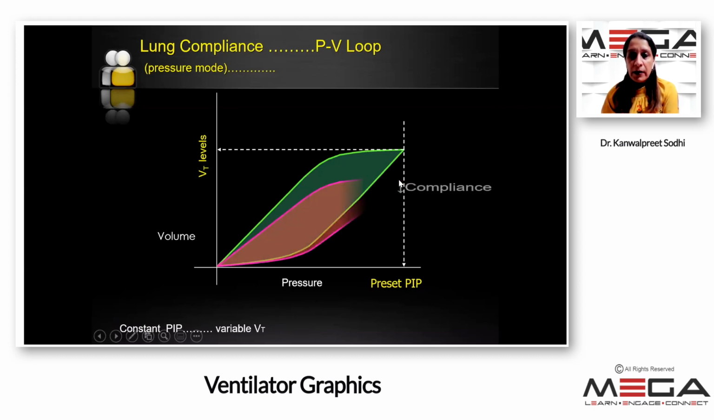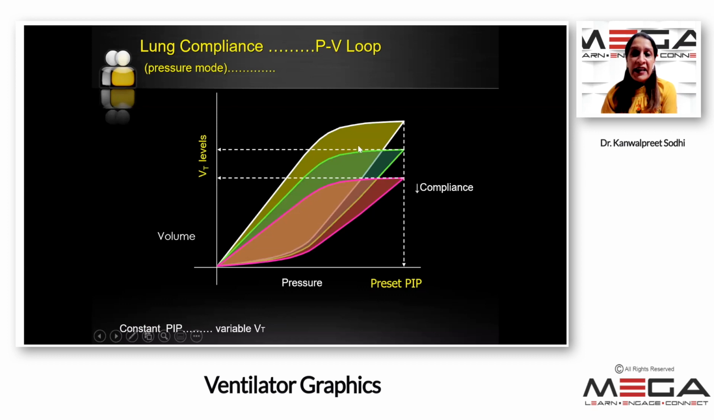And if there is a steep rise in the pressure volume loop, an upward movement, this tells that to achieve the same preset peak inspiratory pressure, the tidal volumes achieved are much higher. So this can happen in emphysema of the lung or many other conditions. So the lung compliance has actually increased. So the flattening of the pressure volume loop in the pressure mode tells us that the lung compliance has decreased.